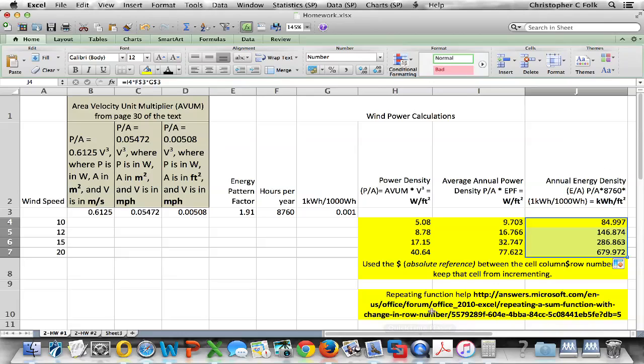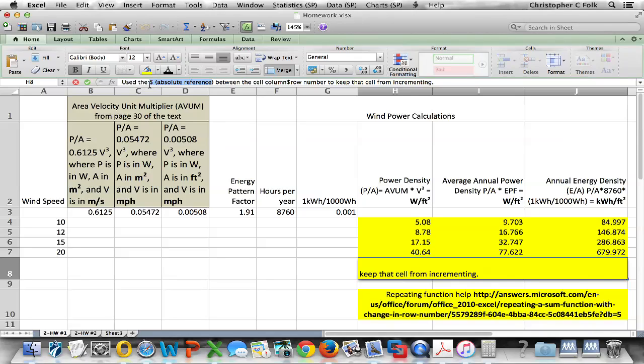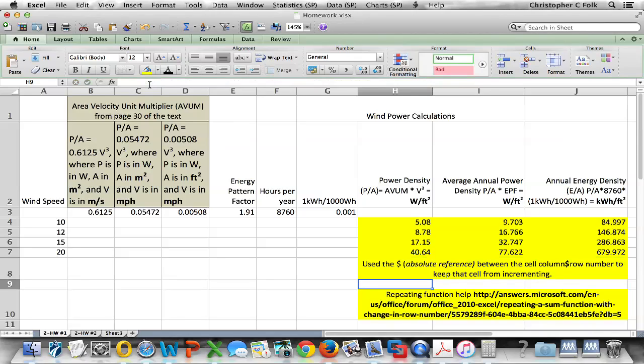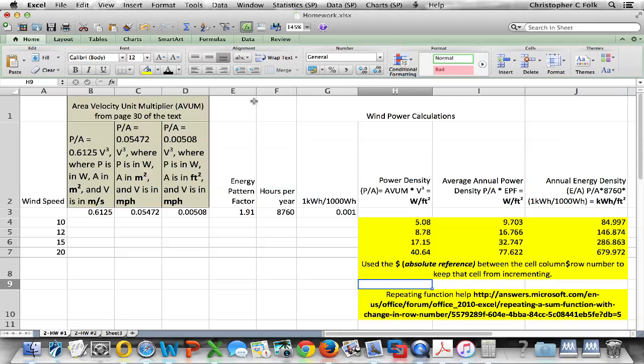Now again, the extra thing we learned here was this absolute reference, this absolute reference $ sign. There we go. I want to make that bold. Absolute reference, Command B. So now that's bold.